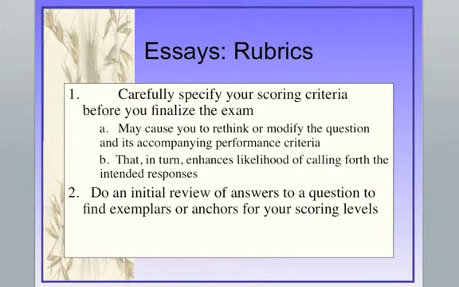Then do an initial review of your answers to a question to find exemplars and anchors for your scoring levels. One of these methods is called the bookmarking method. You might take, say, 20 responses that you get and read through them quickly. You determine which ones appear to be the best, which are the worst, and which are in the middle, and then you do a sorting piece. You can do this in a normative sense, what are the best and the worst. You can also do this in terms of finding anchor papers, papers that are typical or exemplars of a particular performance level.